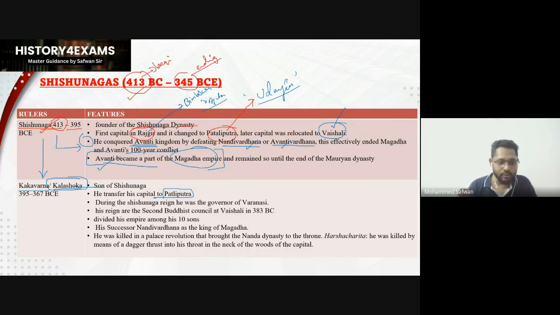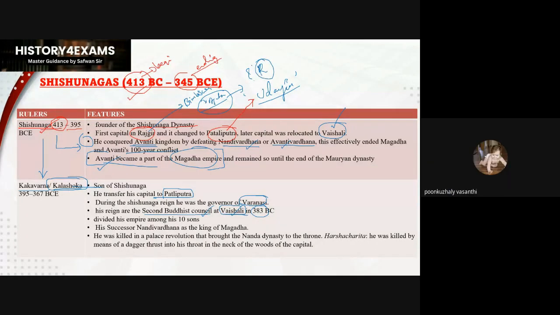During the period of Shishunaga, he was the governor of Varanasi, so he ruled at Varanasi. During his period, they held the second Buddhist council in Vaishali in 383 BC. So you can simply connect that the second council was at Vaishali. Tell me, Ajashatru's council was held where? Ajashatru's was Rajagriha, because we know that he ruled Rajagriha.